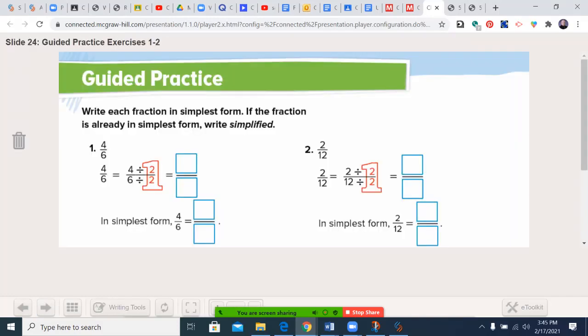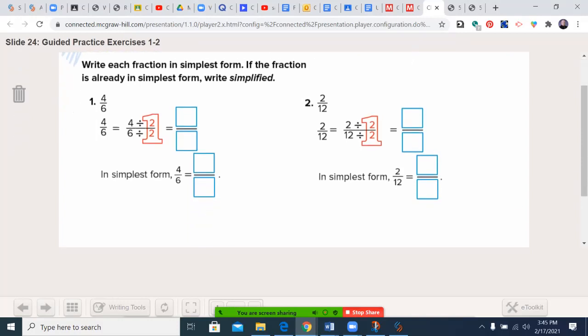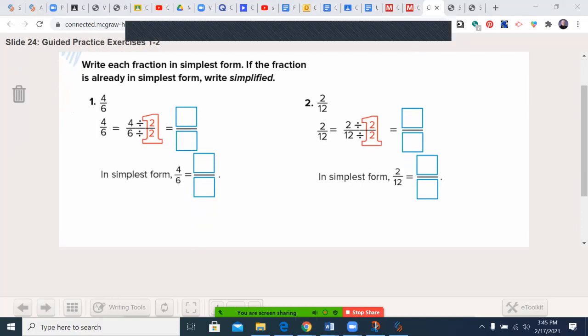And that's the part that we already filled in. So number 1, let's do that together. Number 2, you will do. Write each fraction in simplest form. If the fraction is already in simplest form, write simplified.